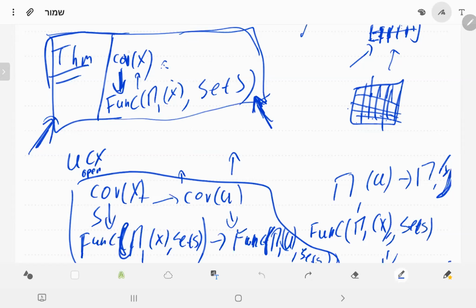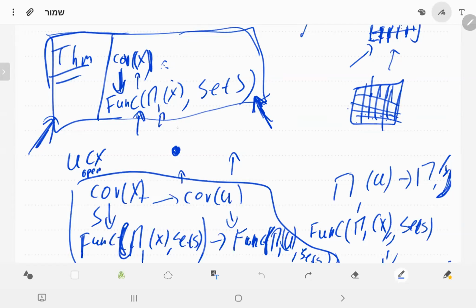You want to start with the covering and construct a functor like this. So I want to go downstairs. I start with the covering and I want to construct a functor like this. So how do I construct a functor like this? I have an object in pi1 of x. An object in pi1 of x is just a point in x. Now I want to give a set to it.